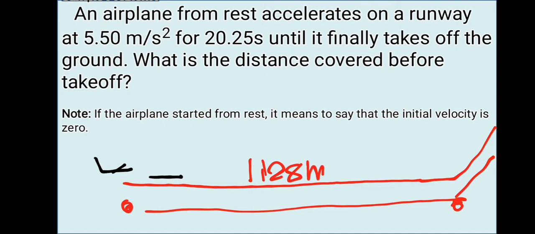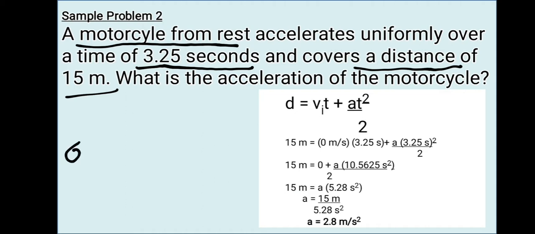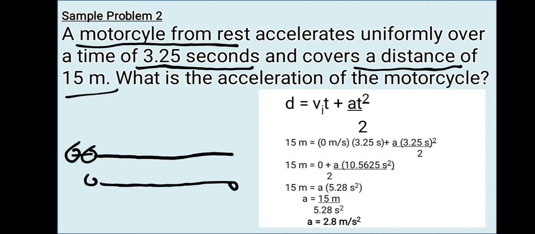So again, to have more understanding, I have here sample problem number 2. It says a motorcycle from rest. So when you say from rest, VI is equal to 0. Accelerates uniformly over a time of 3.25 seconds and covers a distance of 15 meters. What is the acceleration of the motorcycle? So it says a motorcycle accelerates at a time of 3.25 seconds and covers a distance from here up to here of 15 meters. The question would be, what is the acceleration, or the A?